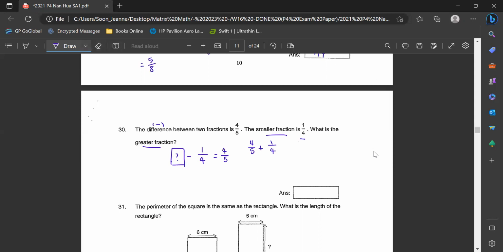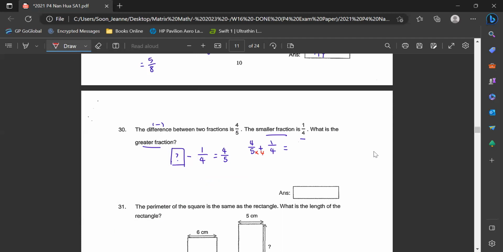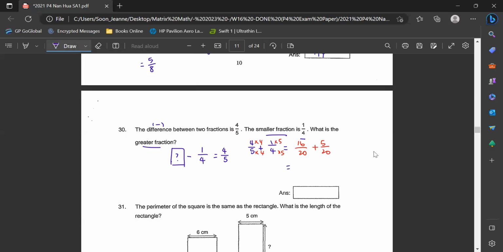So if you look at the denominator, it's actually different. So you need to make them the same. In this case, you only can make them to a denominator of 20. So this is times 4, this is times 5. So this will become 16 over 20 plus 5 over 20. So when you add, you can tell yourself, hey, I got an improper fraction, because 16 plus 5 is 21 over 20. So the numerator is actually greater than your denominator. So you know that you need to express it in a mixed number.